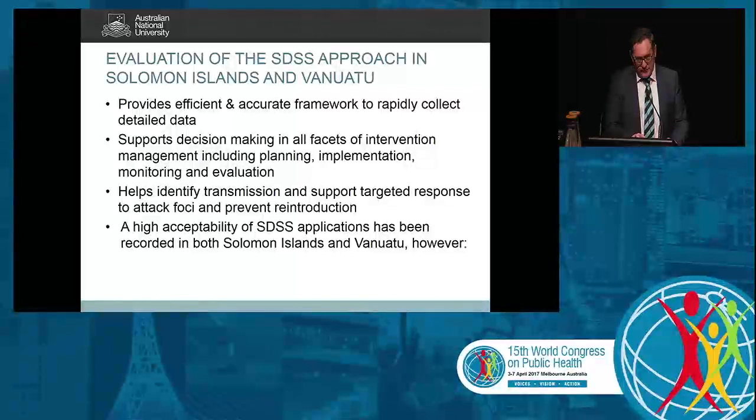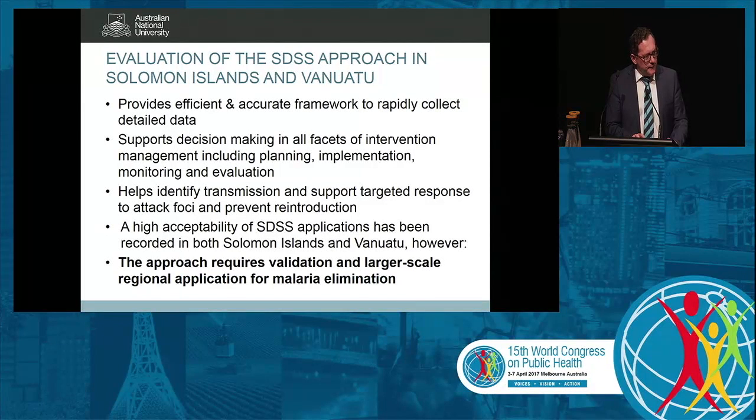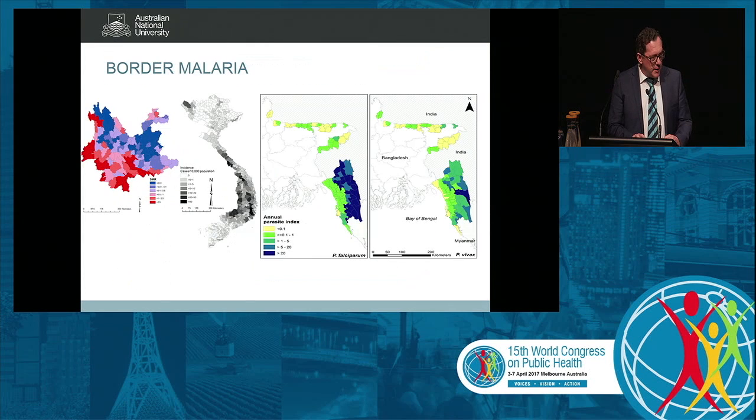So this all sounds very positive, but in reality, this was a small-scale qualitative evaluation of a system, and we really need larger-scale, more rigorous validation studies in order to really know that this actually makes a difference in terms of the management of malaria elimination programs.